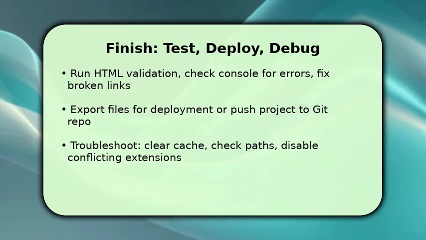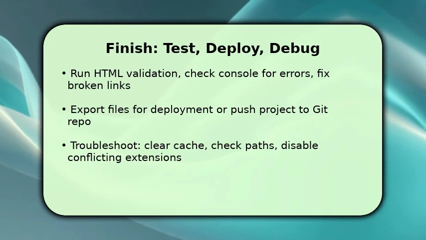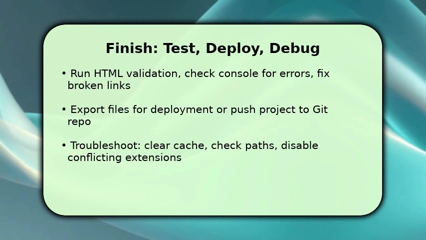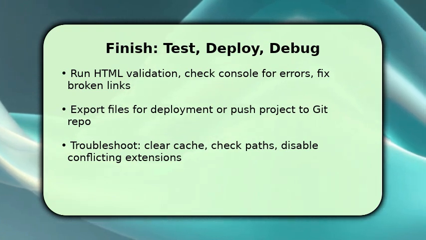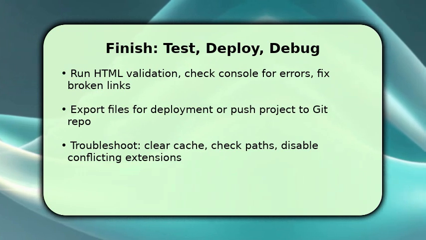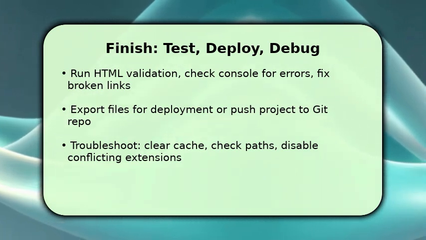If something breaks, check the console for errors and correct file paths first. Make sure to clear the browser cache or disable a conflicting extension that might block live reload. This final sweep ensures a stable, deployable HTML project ready for viewers.